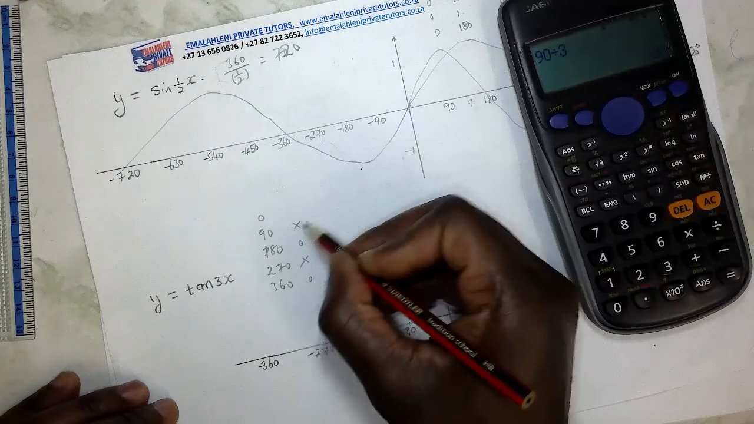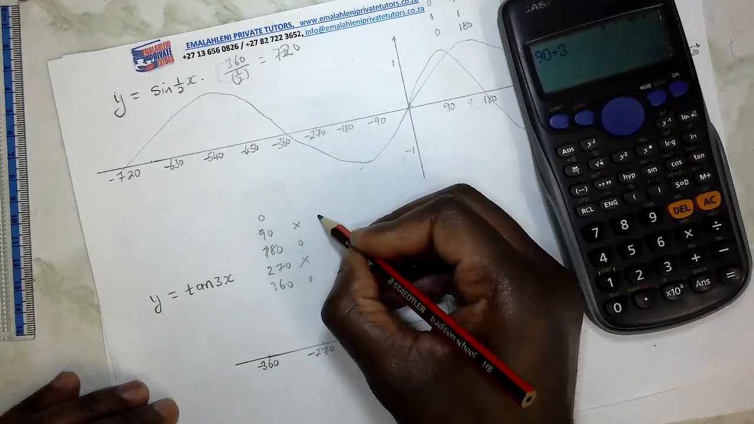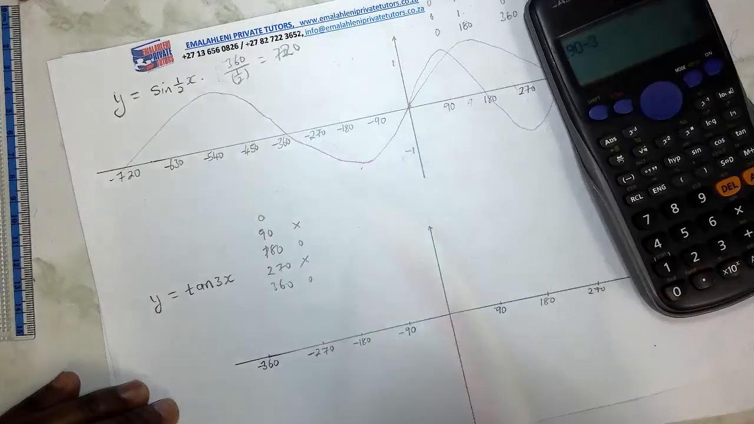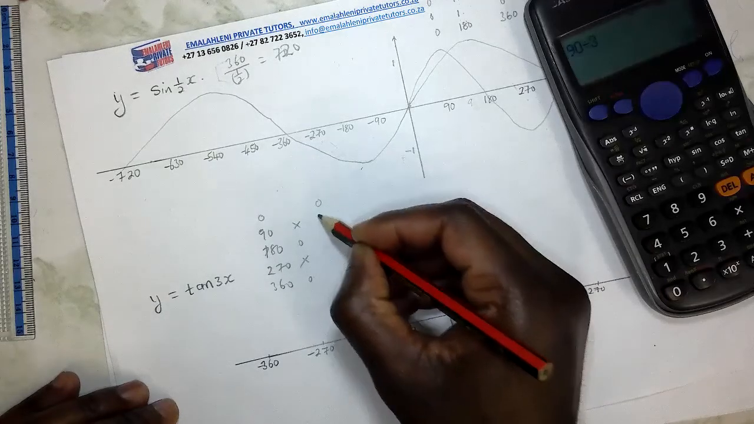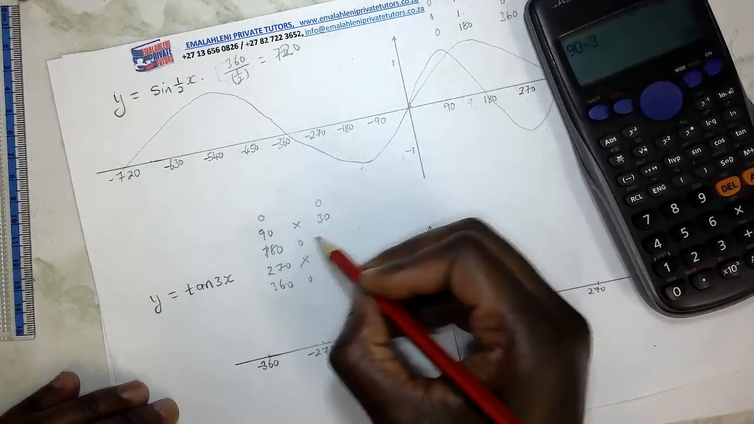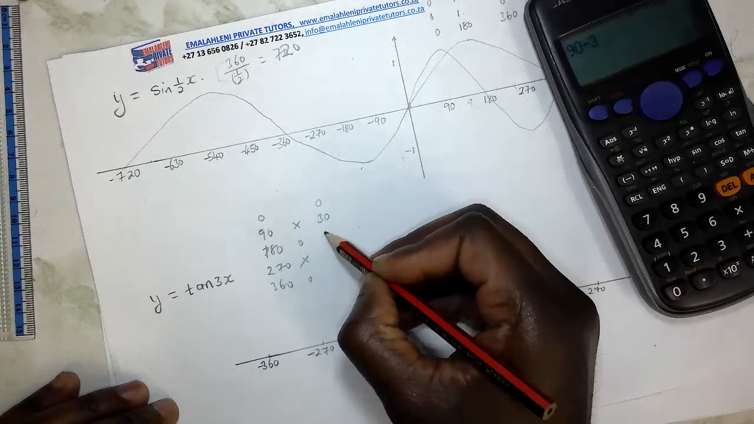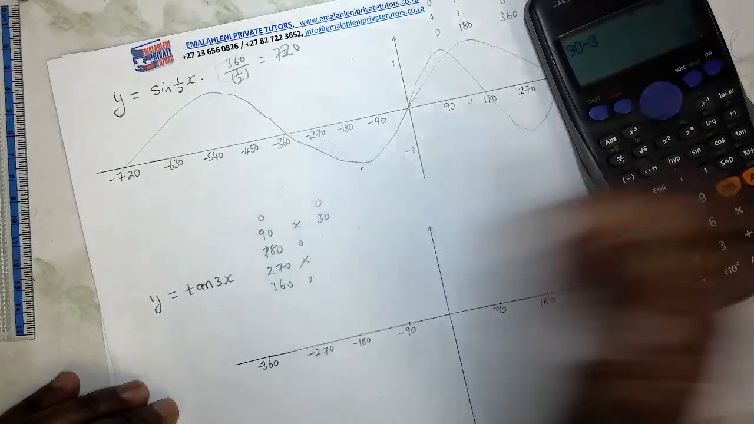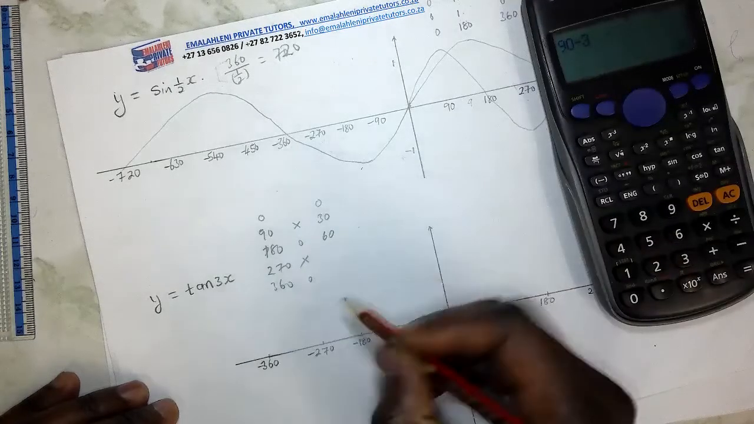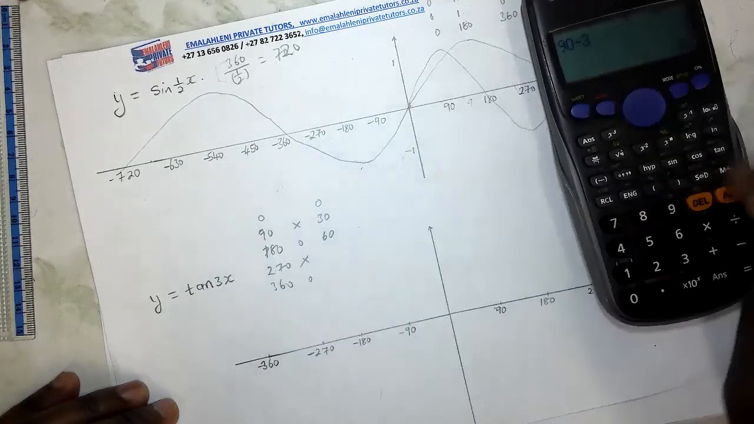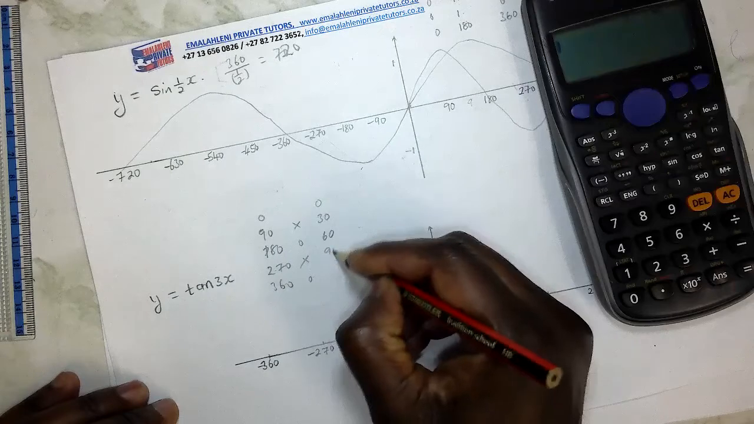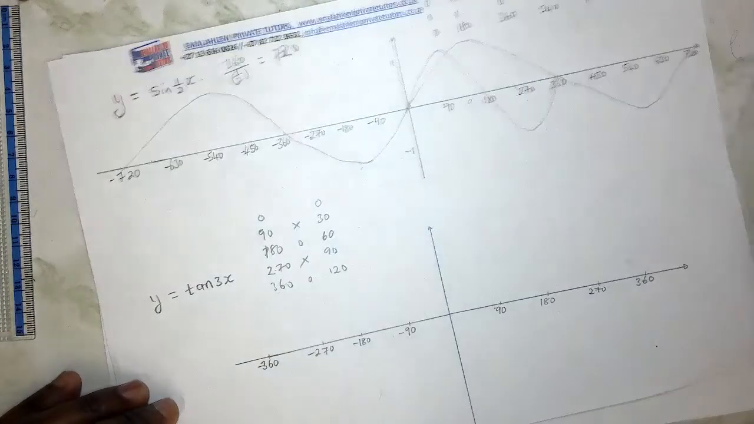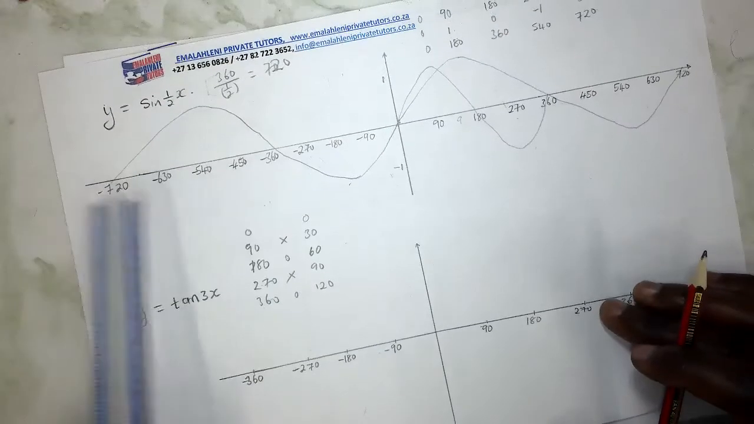So here our new values, where it's going to pass, will be 0, 30, and then 180 divided by 3 is going to be 60. Then 270 divided by 3 is going to be 90. Then 360 divided by 3 is going to be 120. So now your new period is 120.